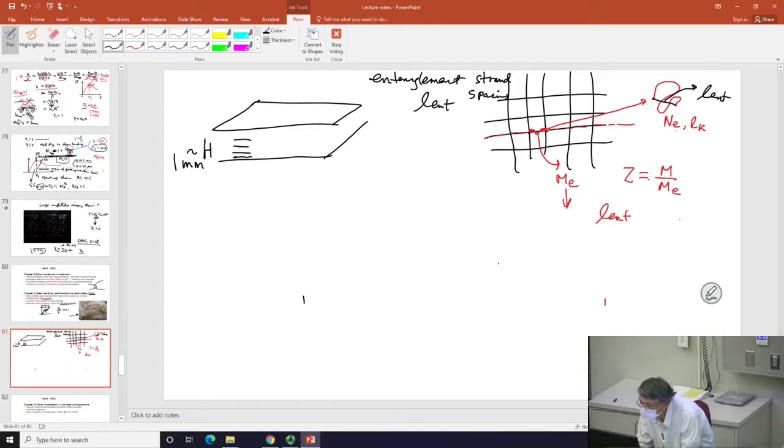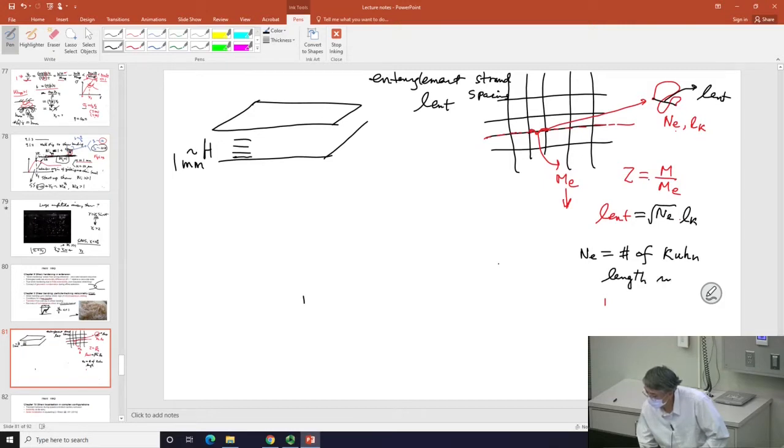And then by definition, being Gaussian, this is nothing but NE cone length. So that's Gaussian chain property, right? The end-to-end distance square is linearly proportional to chain length. And NE is just the number of cone length in an entanglement strand.